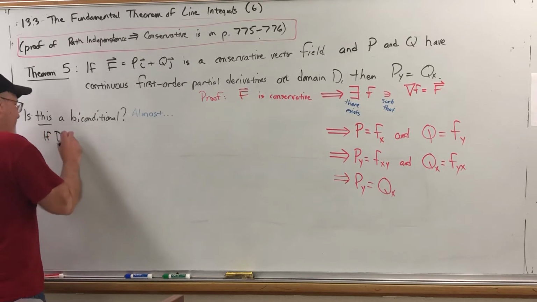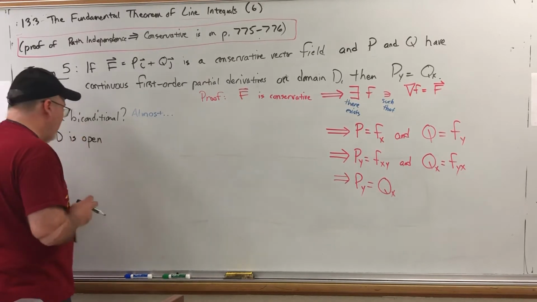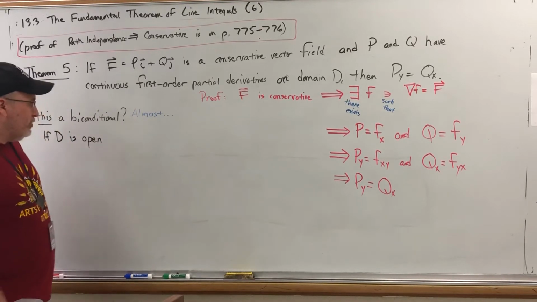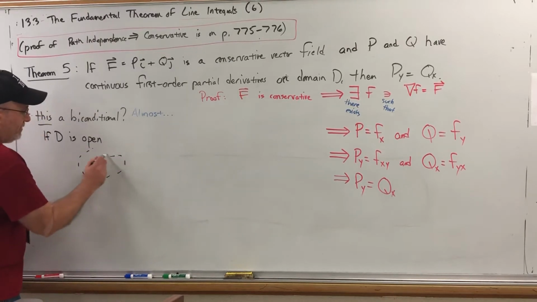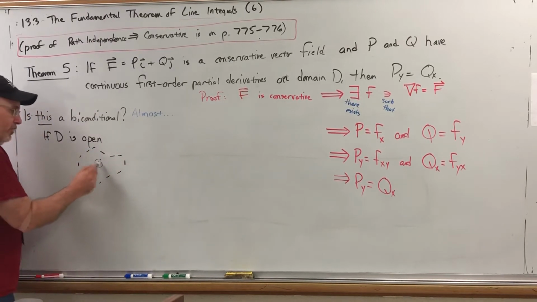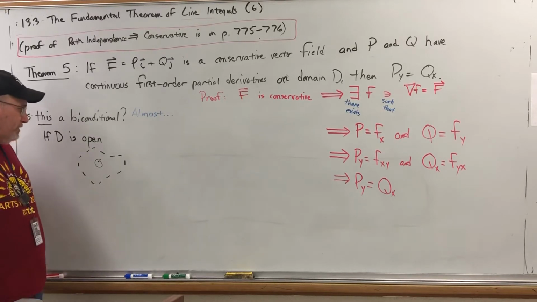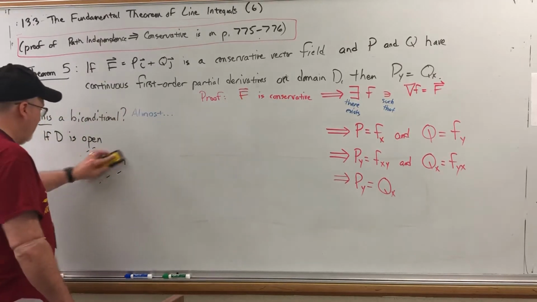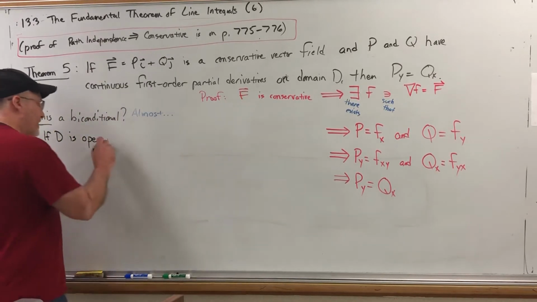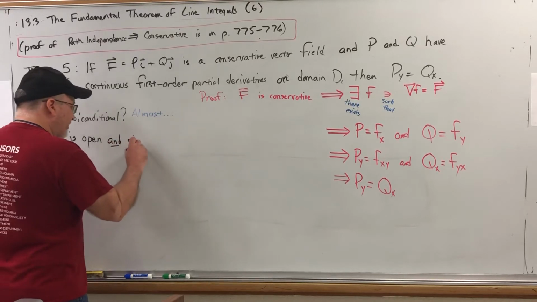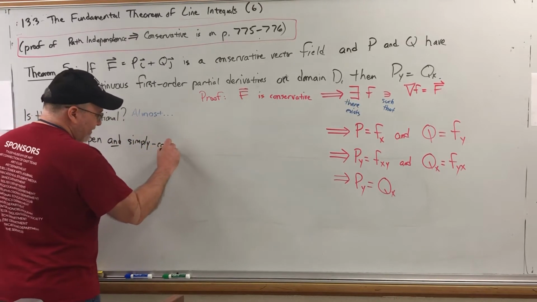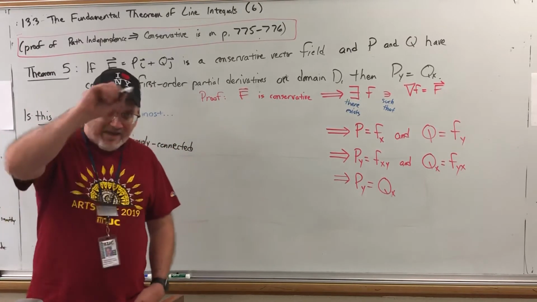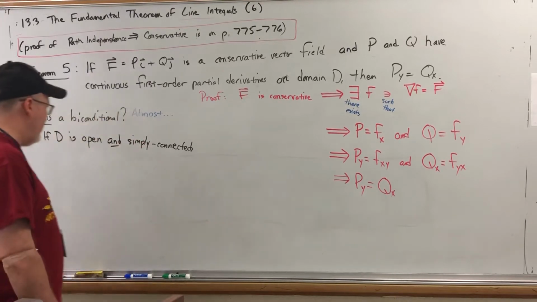If the domain D is open, and again, what that meant, loosely speaking, is it doesn't contain any points on its boundary, but more specifically, it means if you pick any point on its interior, you can locate a disk that contains that point, and the entire disk is contained inside the set without crossing the boundary. But if the domain D is open and simply connected. Now, simply connected is not the same as connected. Connected means if you pick any two points, you can connect them with a path that doesn't leave the set.